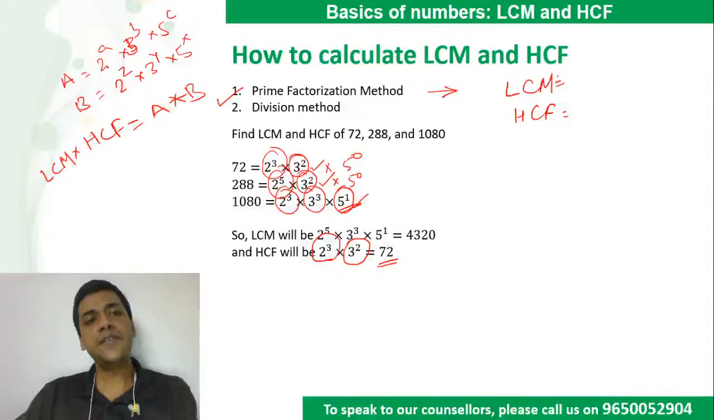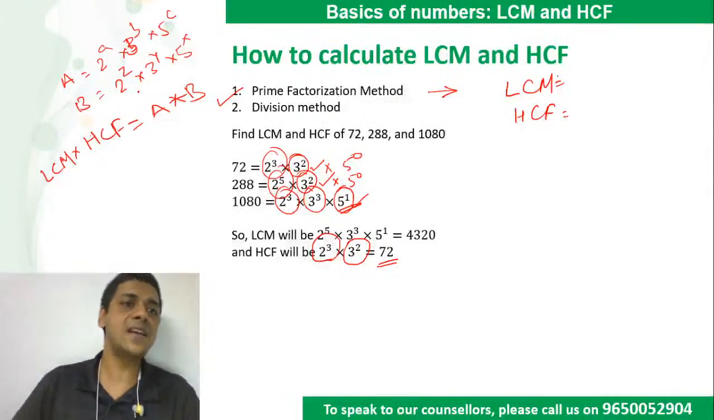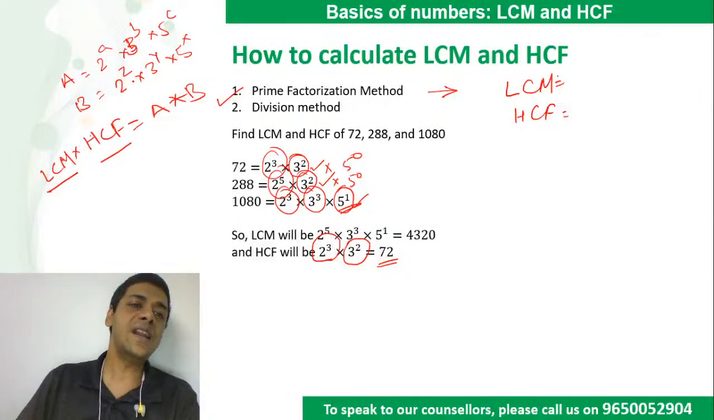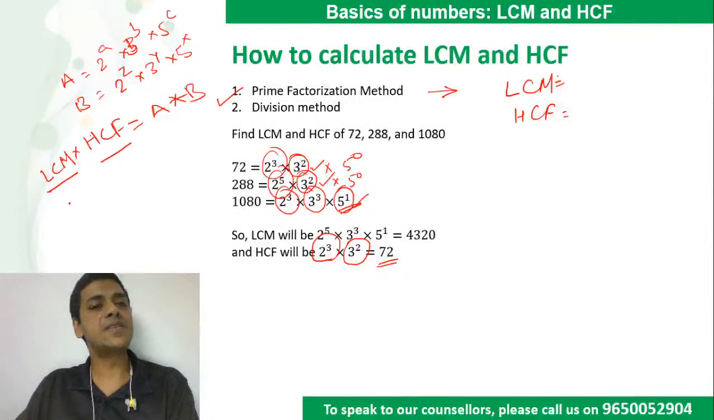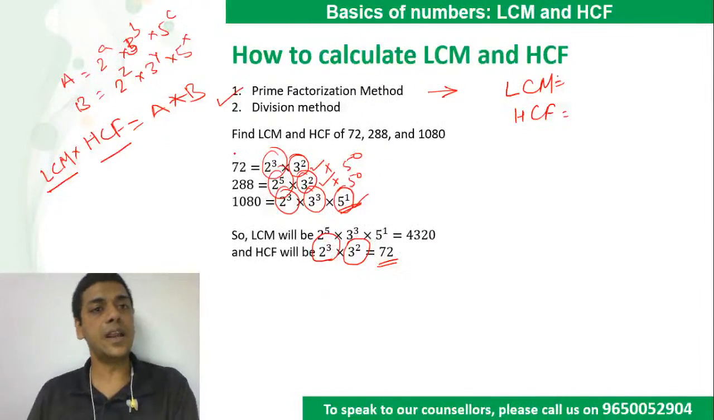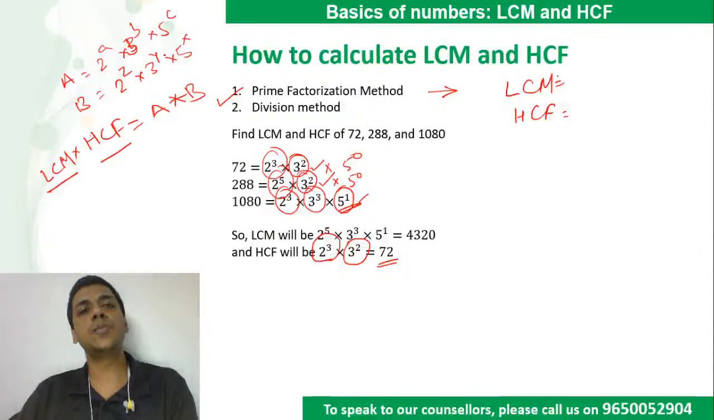Now if a is higher than z, then 2 raised to power a will be a part of LCM and 2 raised to power z will be a part of HCF. Whereas if z is higher than a, 2 raised to power z will be a part of LCM and 2 raised to power a will be a part of HCF. Similarly, if b is higher than y, 3 raised to power b will be a part of LCM and 3 raised to power y will be a part of HCF, or vice versa.